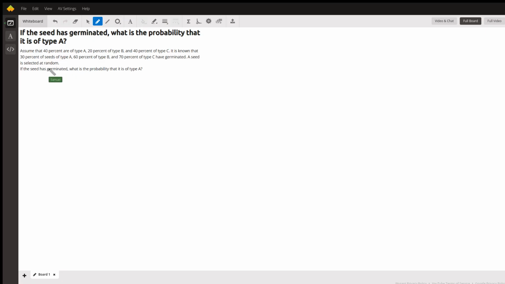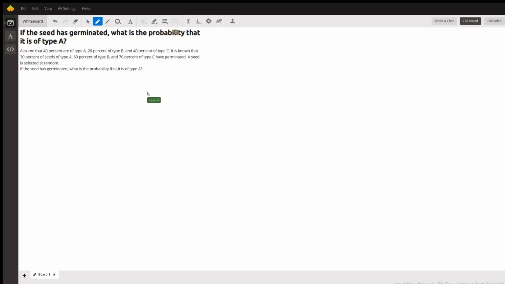A seed is selected at random. If the seed has germinated, what is the probability that it is of type A? So we do not have specific numbers of the seed types that we have. We only have percents, but we could still work with those percents and kind of play around with our numbers. And the best way to model this information is with a two-way frequency table.